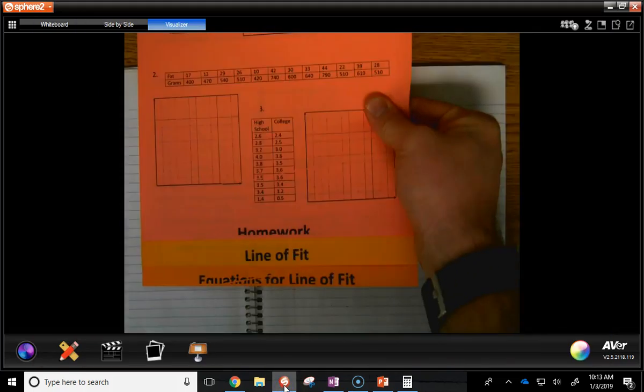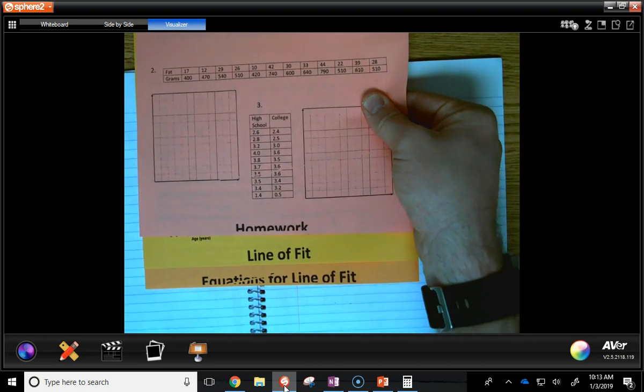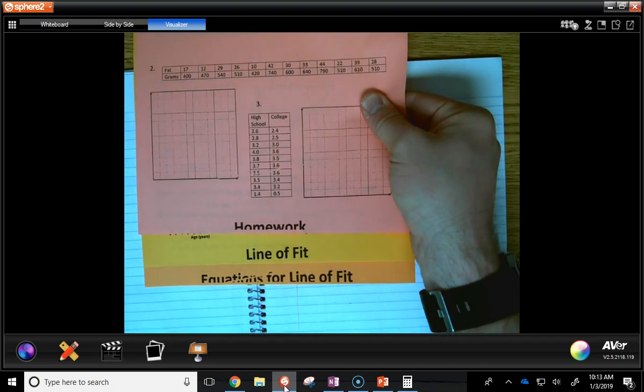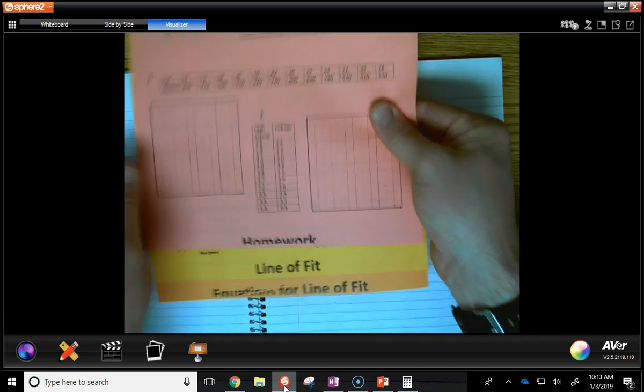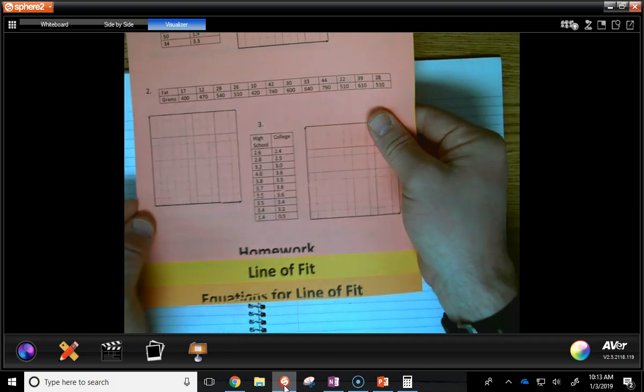Alright. So, yours. I should have it this way. And I want to line them up, and you're going to take it and fold it in half.